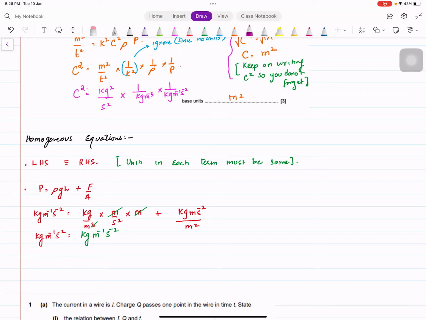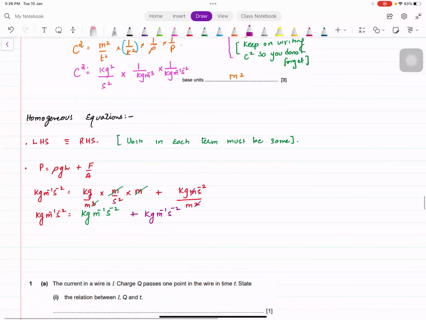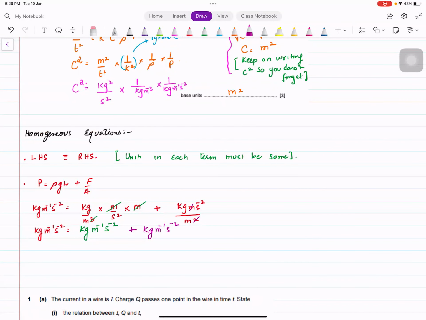On the next one, meter on top cancels out with this. So it's kg meter minus 1 second minus 2. Now, I intentionally did each in a different color, because if you look at them, you realize that all of these, this one and this one, have the same units.